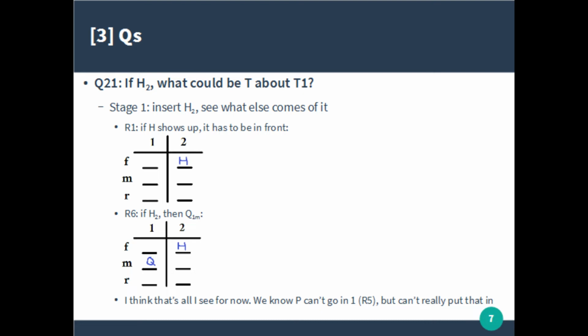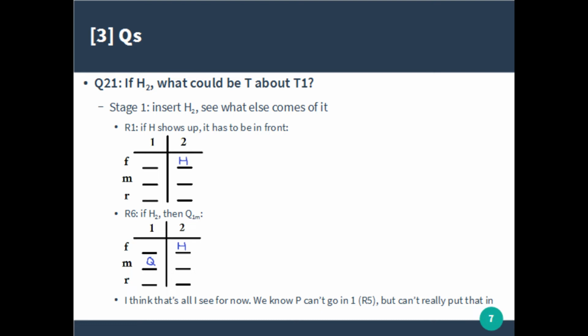I think for me that's all I see for the time being. We do know that P, as a result of Q being in team 1, can't go in team 1 because of rule 5, which prevents P and Q from sharing a team. But I can't really put that in. I can't find a very efficient way because I don't know. So P, if we use it, goes on team 2, but I don't know at this point if we have to use P or not, so there's really nothing for me to do. So I'm just going to leave the diagram as it is.